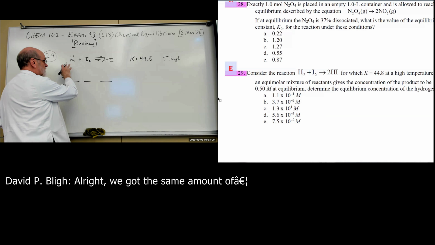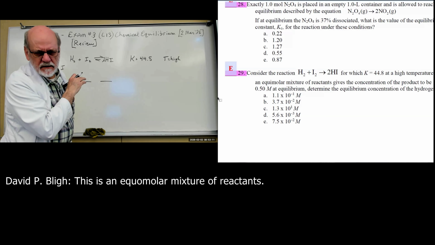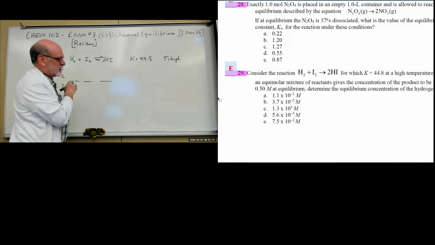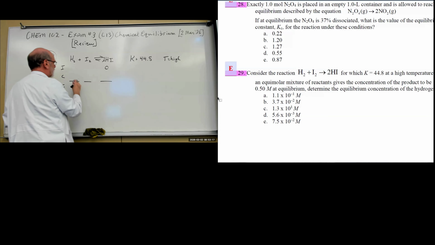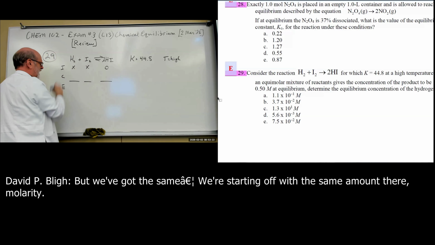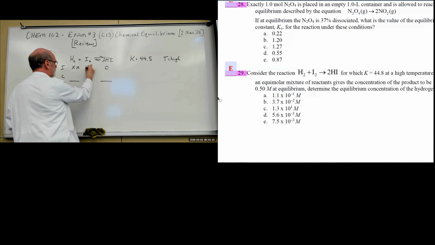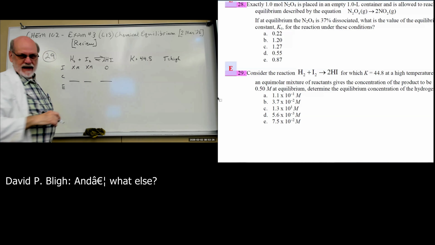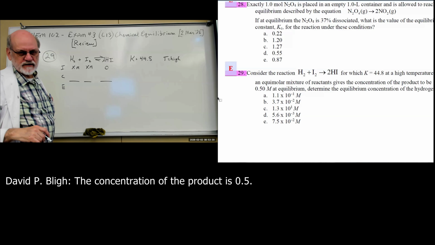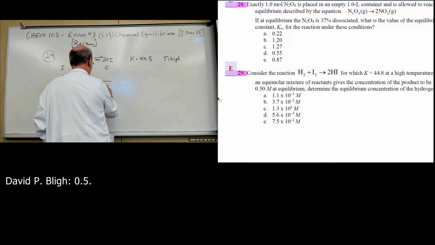All right, we have the same amount of reactants. This is an equimolar mixture of reactants. This is 0, but we're starting off with the same amount there, molarity. And what else? The concentration of the product is 0.5.